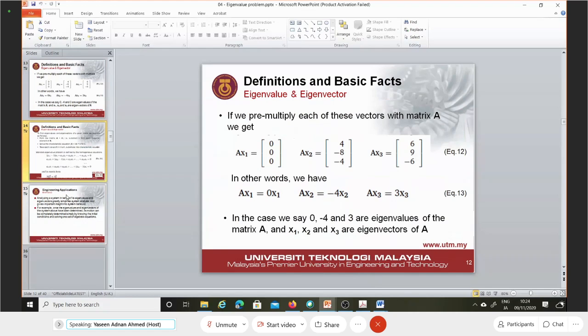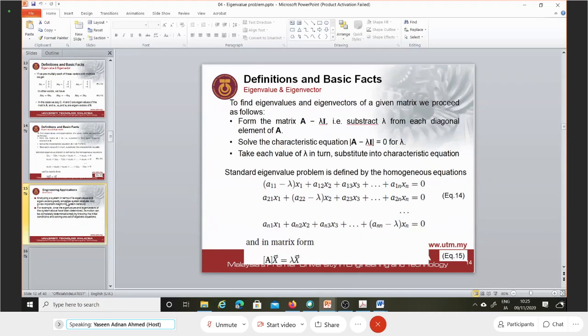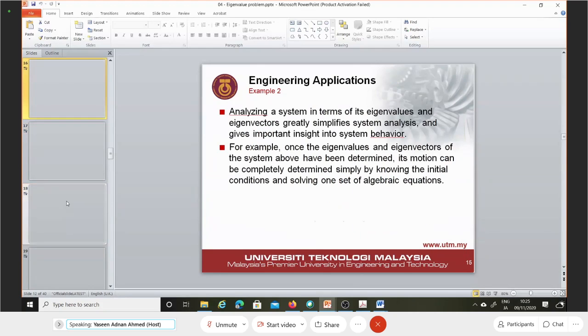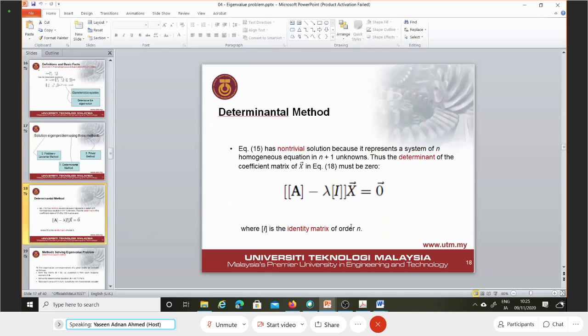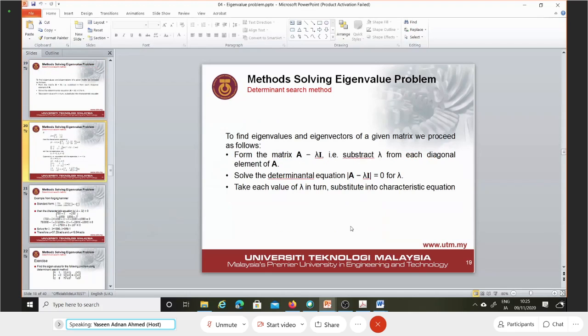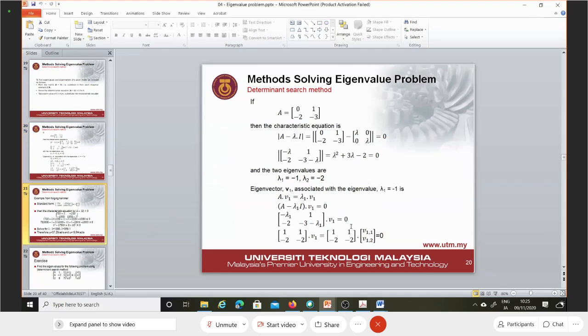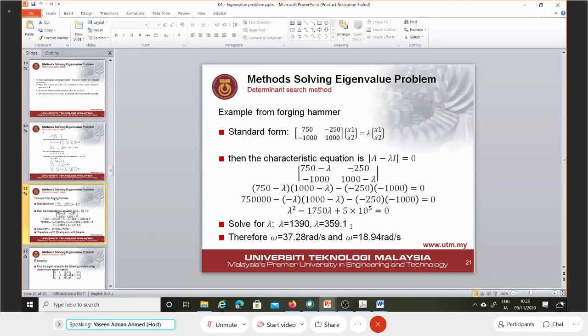I will not describe anything here. It's already done. And we have these 3 methods. Okay, the determinantal method, then we have the Faddeev-Leverrier method, and then we have the power method. The determinantal method is the determinant. We have to find out the determinant. For the Faddeev-Leverrier method, we have to follow the strategies that are given here.